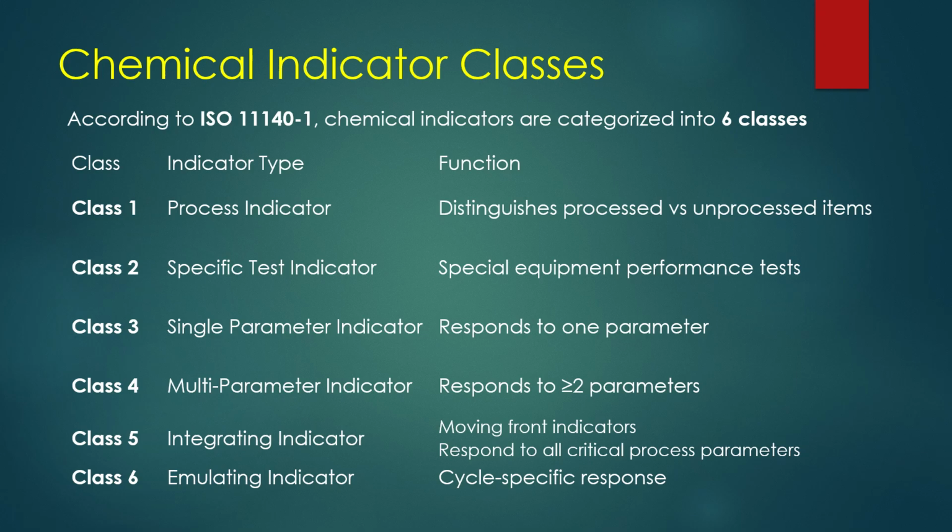According to ISO 11140-1, chemical indicators are classified into 6 classes based on their function and response to sterilization conditions. Class 1 process indicators distinguish processed items from unprocessed items, while Class 2 indicators are used for specific equipment performance tests. Class 3 indicators respond to a single sterilization parameter, whereas Class 4 indicators respond to two or more critical parameters. Class 5 integrating indicators react to all critical process parameters, and Class 6 emulating indicators provide a cycle-specific response to sterilization conditions.